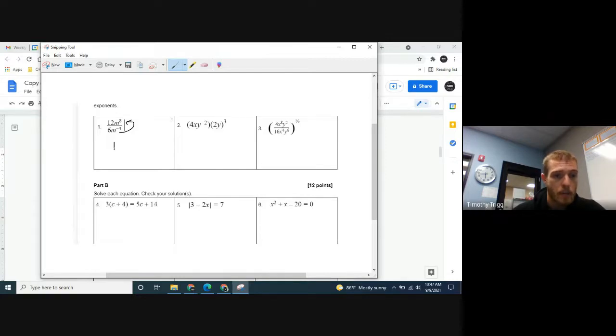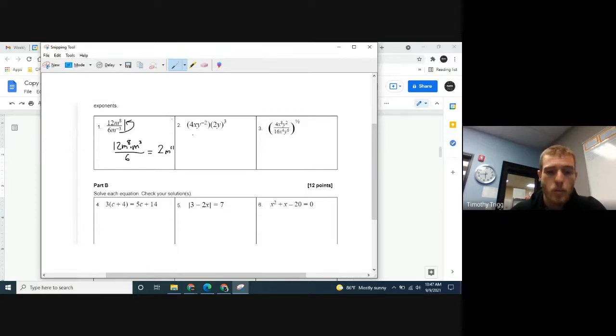So on the top now, we have 12 m to the 8th, and I move those m to the thirds up to the top. And then I still have a 6 on the bottom. Now we can combine m to the power of 8 and m to the power of 3 by adding the powers. Remember, if they're multiplying and have the same base, you just add those powers. So we're going to have m to the 8 plus 3, which is 11. And also we can do 12 divided by 6, which is 2. So our answer will be 2m to the 11th.